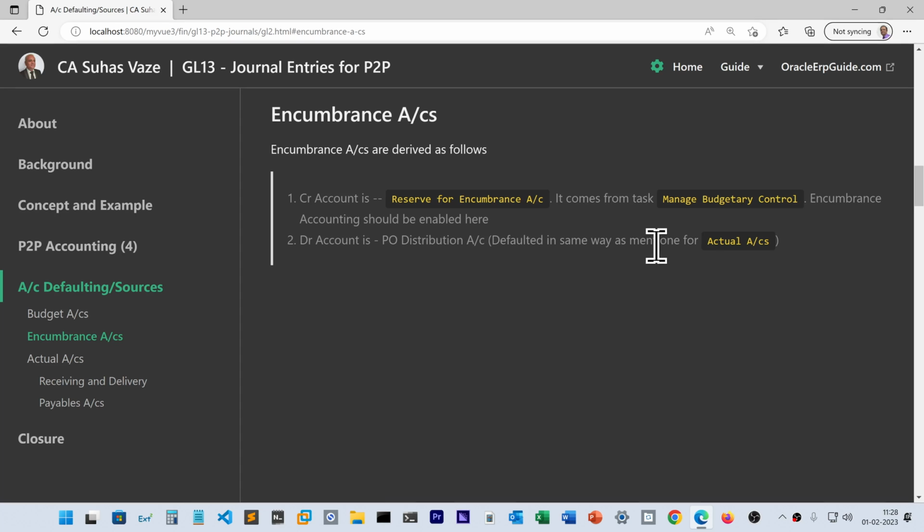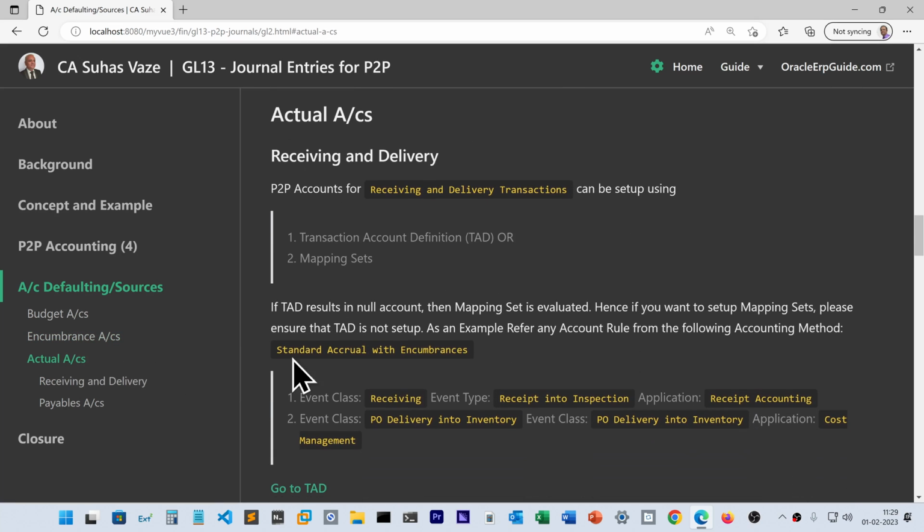There is a bit of typo here. The D is missing. The actual accounts, the P2P accounts for receiving and delivery transactions can be set up using transaction account definition called TAD or mapping sets.